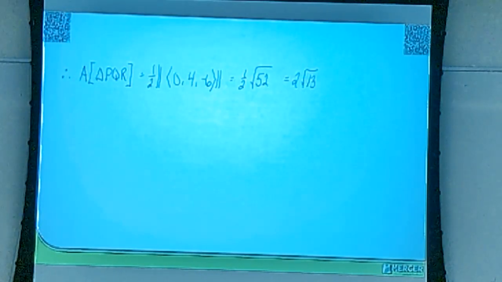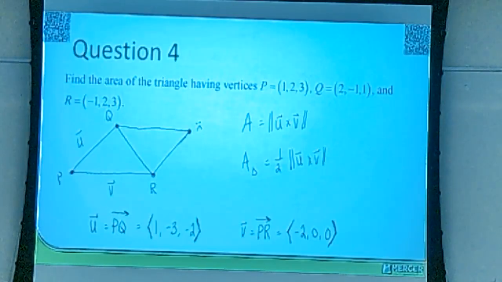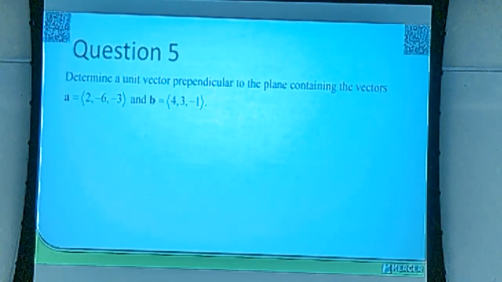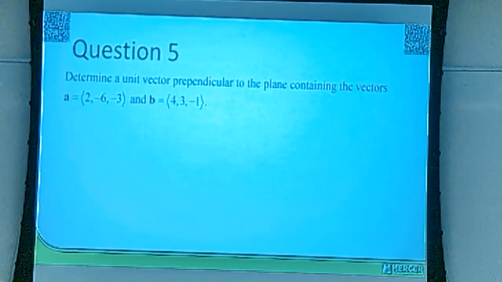So P should be 132. Yeah, P is 132. Everything else is the same. And just see how much of a difference that makes. That's on your own. It's just a challenge. I'm not collecting it or anything.